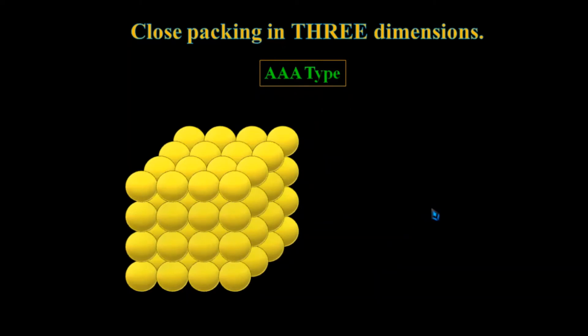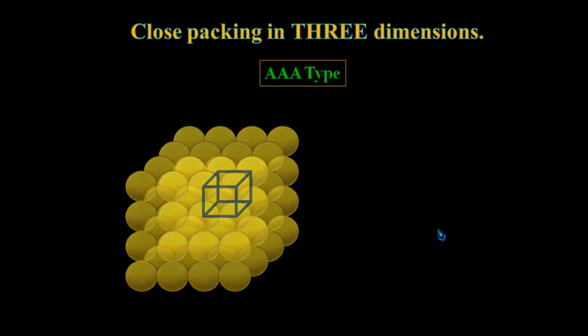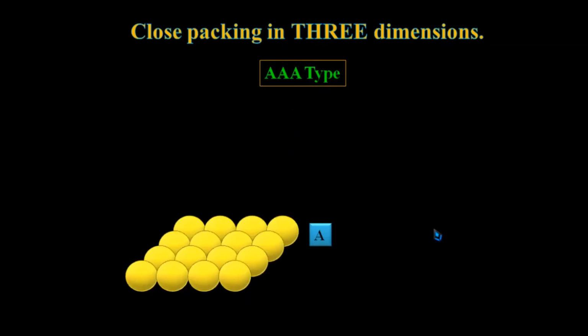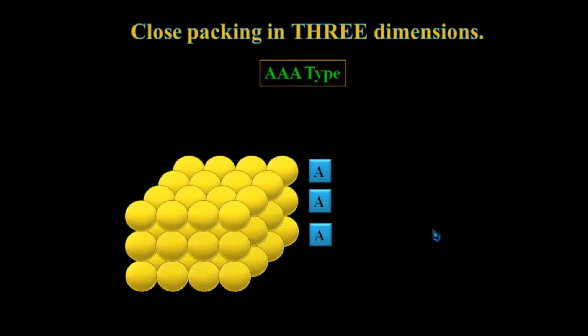This forms a unit cell having a primitive or simple cubic unit cell like this. These upper four spheres form the upper four corners of the cube, and these lower four spheres form the lower corners. In this way, this is a cube, so it is called a simple cubic structure. Since all the layers are identical, if each layer is labeled as A, then the whole three-dimensional crystal will be AAA type.